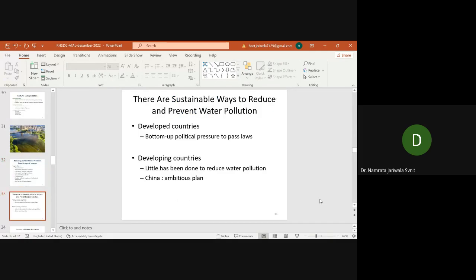Generally, this is a very important problem that developing nations are facing right now, and at the same time developed countries are also facing it. But the very important thing is that developed nations have very stringent rules and regulations, and they don't have to consider political pressures.